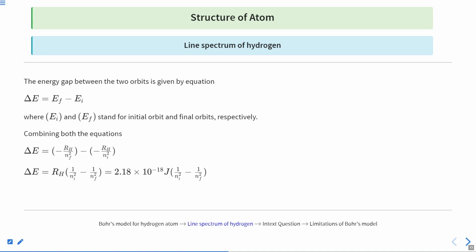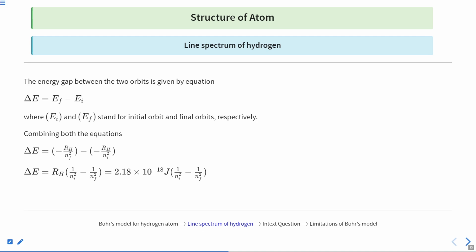So it is 1 by initial square minus 1 by final square. Now we know the value of RH, it is 2.18 into 10 to the power minus 18. If you want to calculate it in electron volt, just divide this by 1.6 into 10 to the power minus 19. You will get the energy difference between two states in electron volt. Now this formula is very fantastic because it actually explains the experimental data. Without doing any experiment, Bohr, with the help of a simple arithmetic formula.